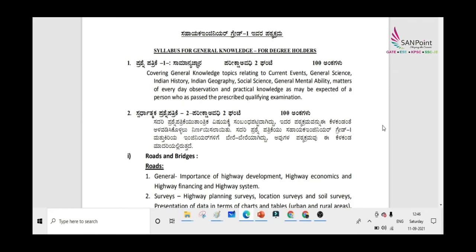Yes, students. So by now you should be knowing that there will be two papers in any of the competitive exams in Karnataka. So one will be general studies and another one will be technical. So whatever the general studies I am discussing now, this remains same for AE as well as JE.